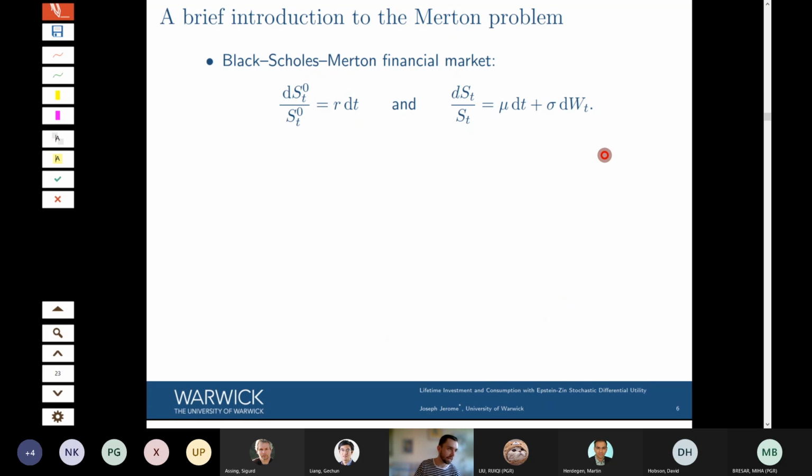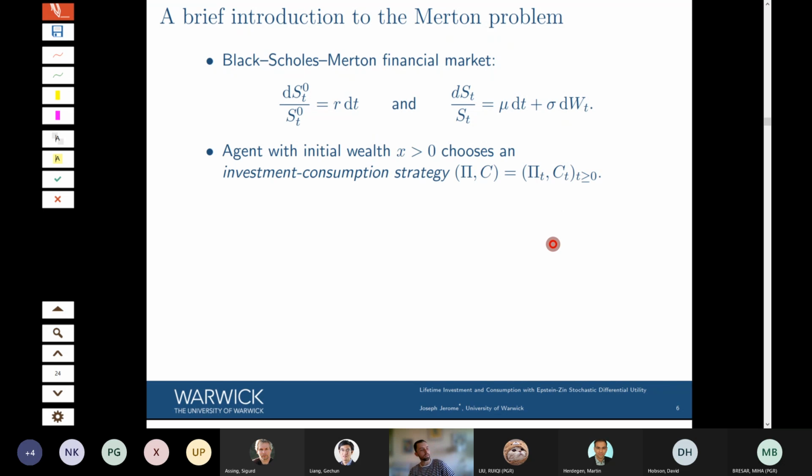So I'm just going to introduce the market which we're going to be dealing with, which I'm sure many of you have seen before, which is just the Black-Scholes-Merton financial market. So you've got a risky asset, which is just given by geometric Brownian motion with drift mu and volatility sigma. And you've got a risk-free asset, which has risk-free rate equal to r.